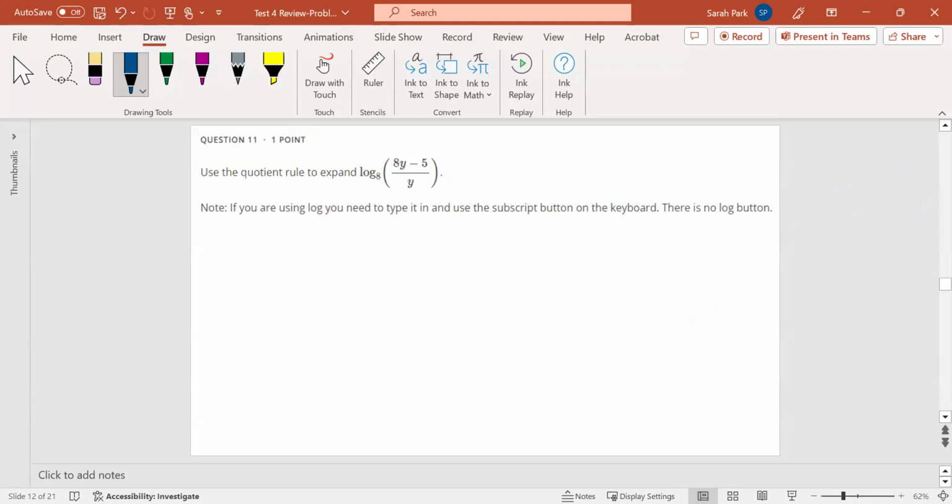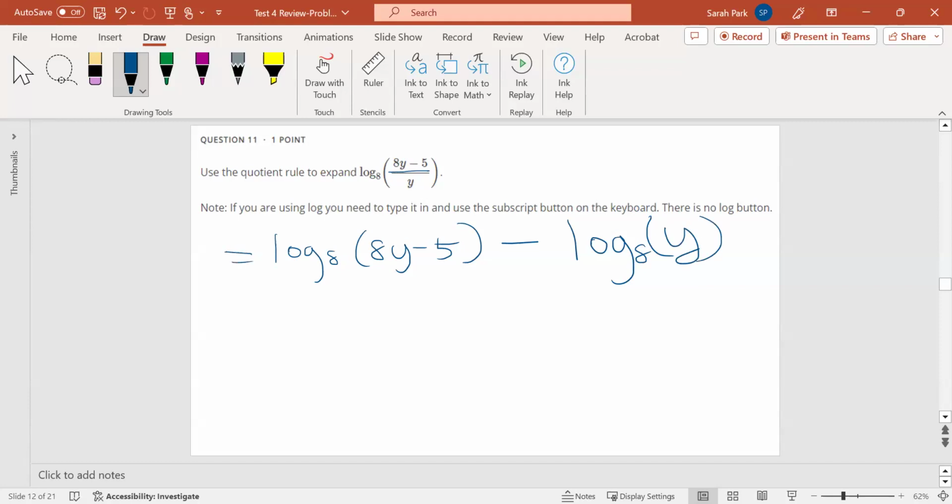Okay, number 11. Use the quotient rule to expand log base 8 of 8y minus 5 over y. We're going to use the quotient rule. To expand with division becomes log base 8 of 8y minus 5 minus log base 8 of y. I guess I could put parentheses around here, and that's it. This is expanded. The quotient rule says if you're dividing, you expand, it becomes subtraction.